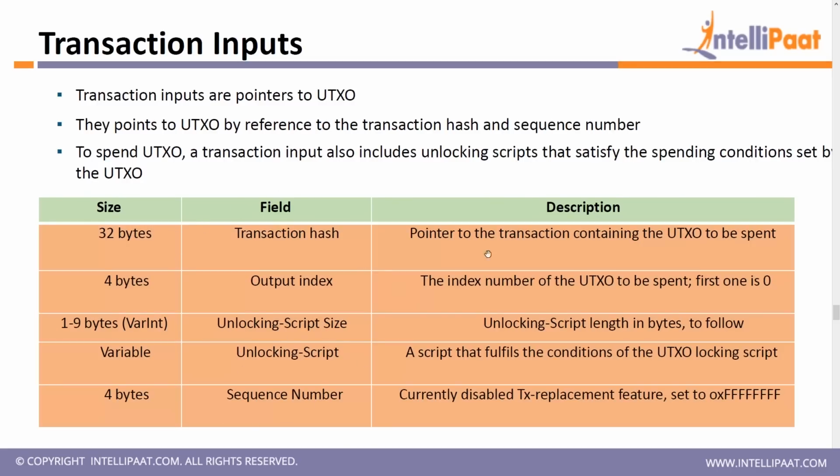It has the transaction hash, pointing to the transaction containing the UTXO to be spent, of 32 bytes size. Then output index, the index number of the UTXO to be spent. The first one is always 0 and its size is 4 bytes. Then unlocking script size, the length in bytes to follow, which can vary from 1 to 9 bytes. Then the unlocking script, a script that fulfills the condition of the UTXO locking script, again of variable size. Then sequence number, currently a disabled transaction replacement feature, set to the hexadecimal value 0xFFFFFFFF, again of size 4 bytes. So all these fields constitute your transaction input block.